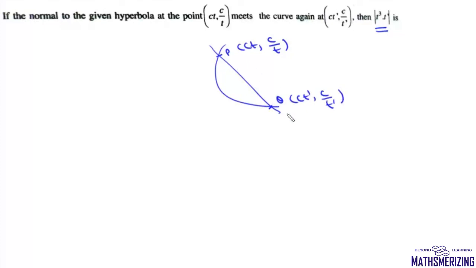Now we know that the slope of chord PQ is given by minus 1 upon t1 t2. So in this case it will be t into t dash, and this slope will be equal to the slope of the normal. Now the slope of the normal at any point is given by t square. So from here we can simply say that t cube into t dash is minus 1 and the mod of t cube into t dash is 1. So the answer to this question is simply 1.